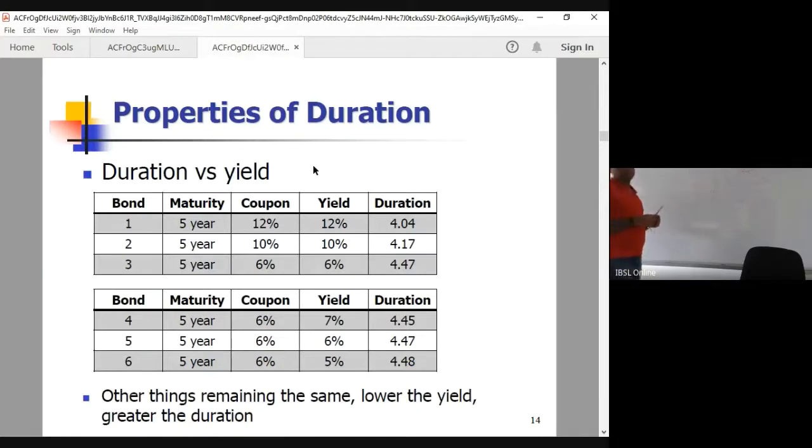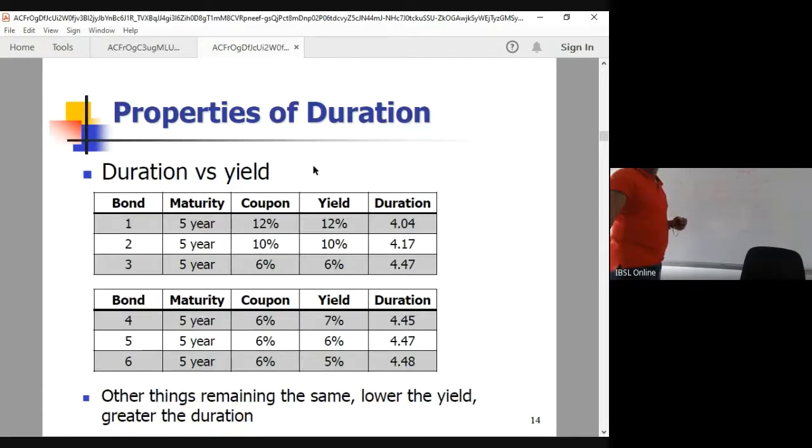Remember, when you're calculating duration, you're taking each of these coupons as a present value. You're calculating it as a PV to get to this. Now, in the first example, bonds 1, 2, 3, where the yield to maturity and the coupon are the same, you're basically working on that basis. So what have they done there?